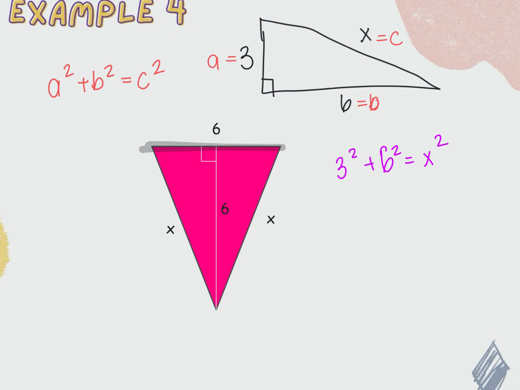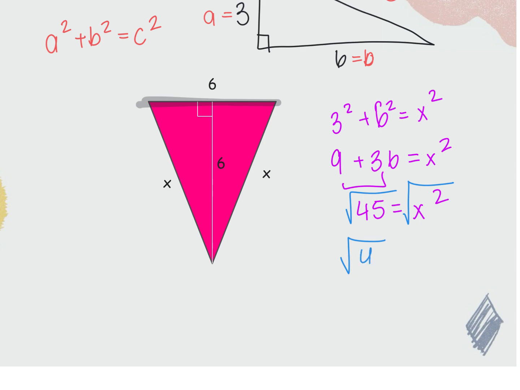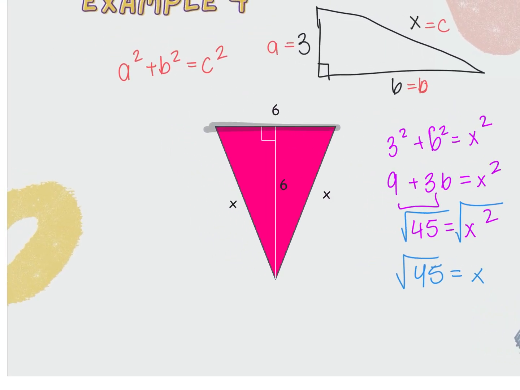What's 3 squared? 9. And 6 squared? 36. Good, equals x squared. Go ahead and add them together. 36 plus 9, what would you get? 45. Good, perfect. How do I get rid of a squared? Square root it. So now I have the square root of 45 equals x. Simplify the square root of 45. If you did not simplify it, please go ahead and simplify it.